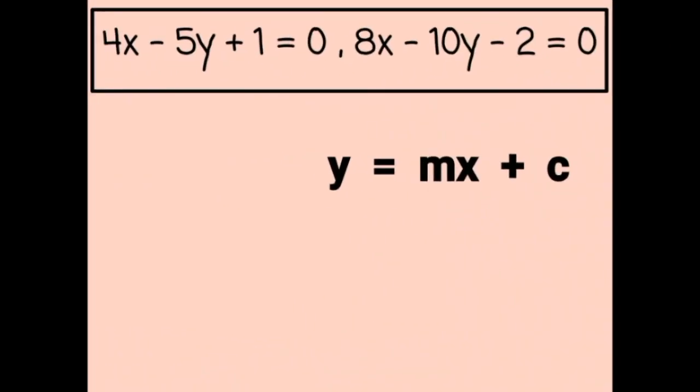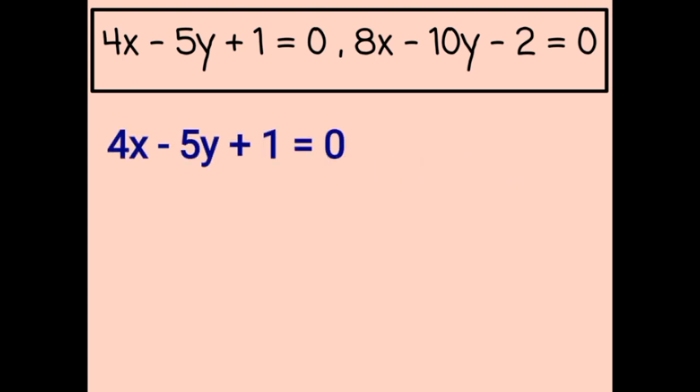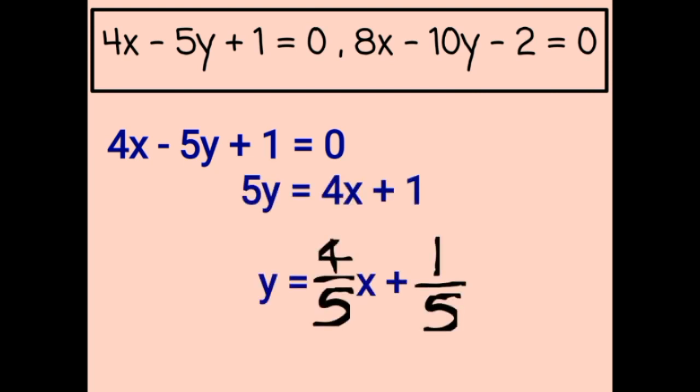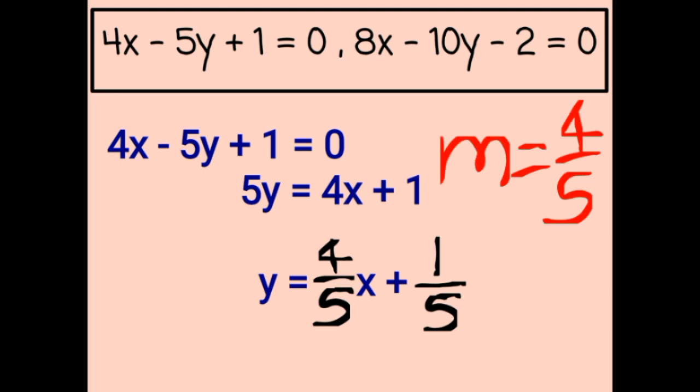4x minus 5y plus 1 equals 0 and 8x minus 10y minus 2 equals 0. First, let's rearrange these two equations in the form y equals mx plus c in order to find the gradient. So, 4x minus 5y plus 1 equals 0. Rearranging this in the form y equals mx plus c gives us 5y equals 4x plus 1, y equals 4 over 5x plus 1 over 5. The gradient is 4 over 5.